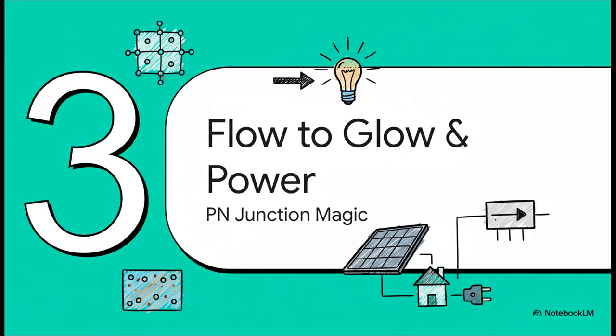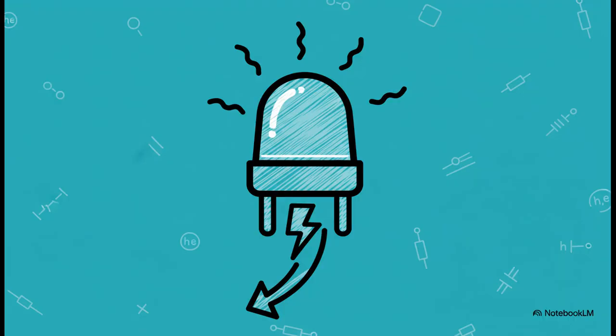So let's zoom out and see how this one simple principle lets us do incredible things, like turning electricity into light and then turning light right back into electricity. First up, let's talk about glow. I'm talking about the LED, the light-emitting diode. Every little indicator light, every pixel on a giant stadium screen, and yeah, even the light bulbs in your house. It's all thanks to this simple idea.